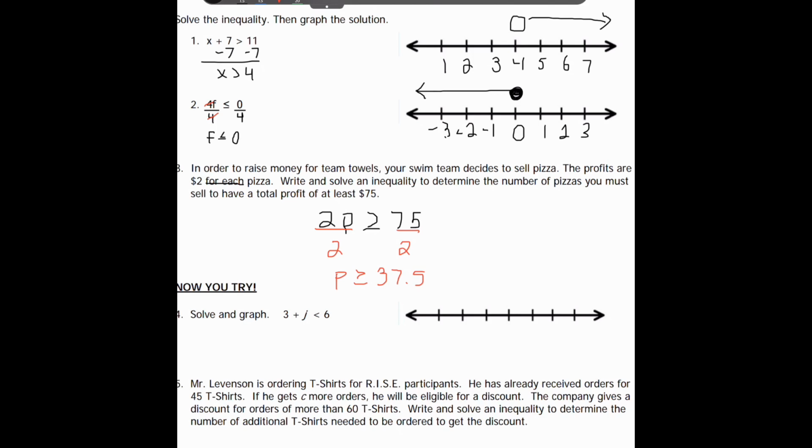So you must sell at least how many pizzas? Well, we're going to consider that you're selling whole pizzas. So the first integer value that's greater than 37.5 is 38 pizzas. So to answer this question, you must sell 38 pizzas.